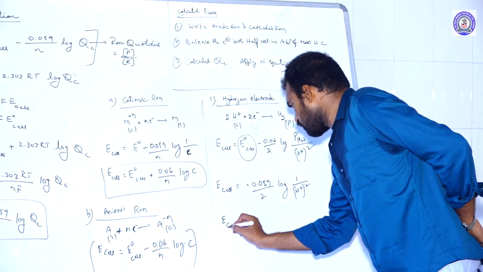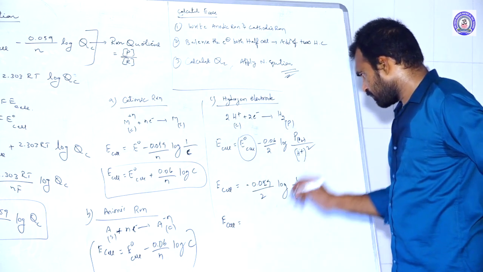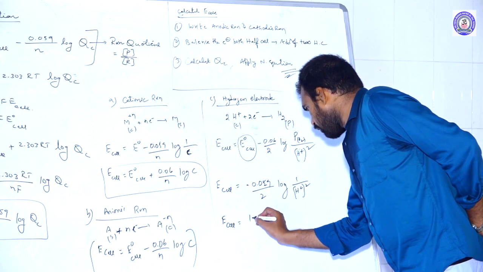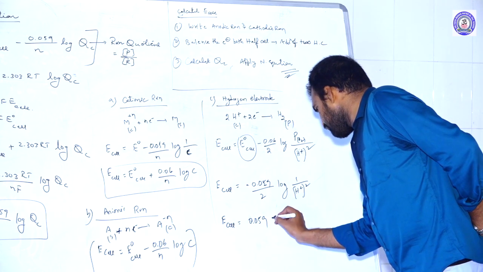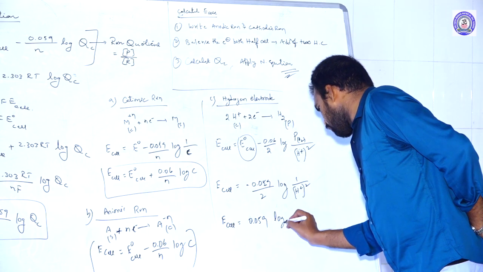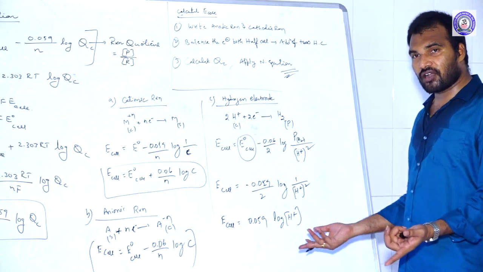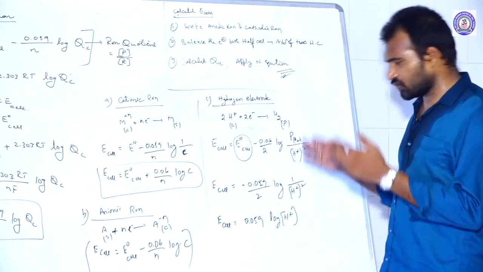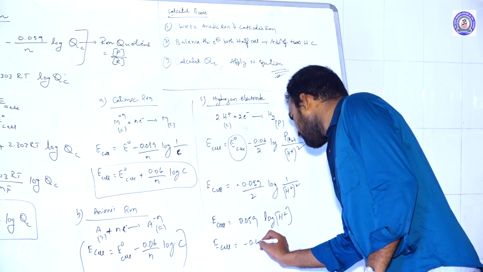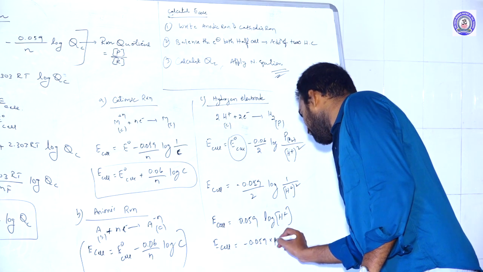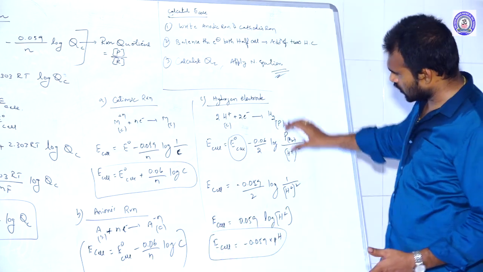So E cell is equal to 0.059 into log of H plus concentration. But minus log of H plus concentration is what? pH, no? So you can write this as E cell is equal to minus 0.059 into pH. Directly remember this formula. No need to solve this one.